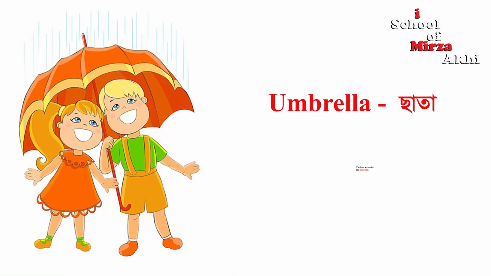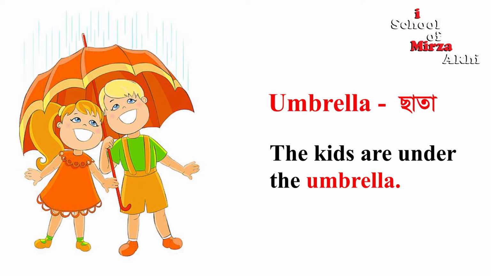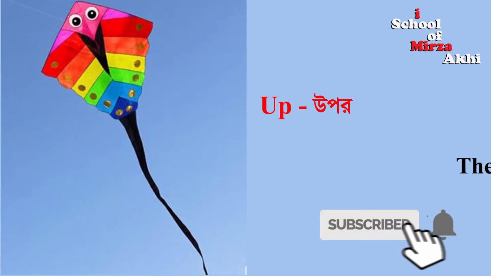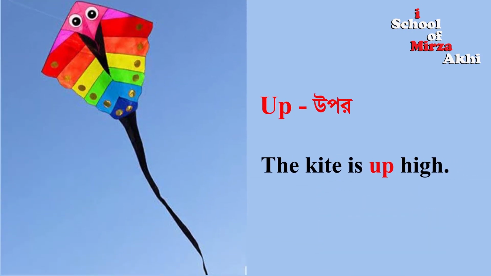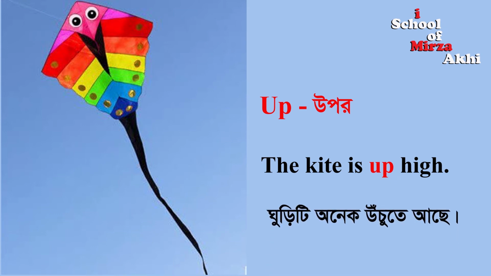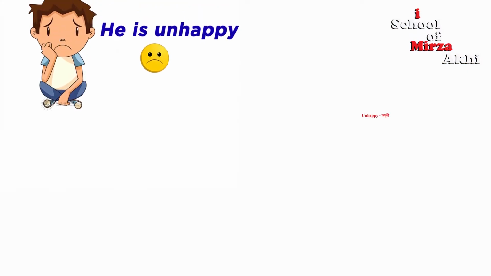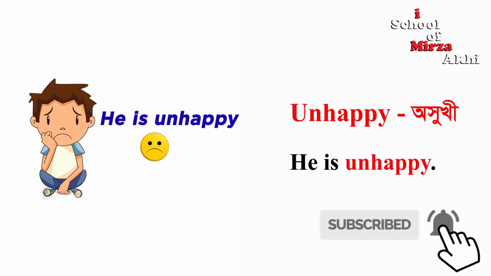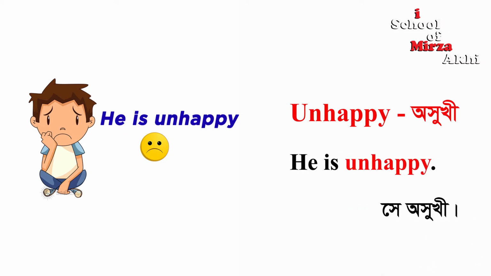Umbrella. The kids are under the umbrella. বাচ্চারা ছাতার নিচে. Up. The kite is up high. ঘুড়িটি অনেক উঁচুতে আছে. Unhappy. He is unhappy. সে অসুখী.